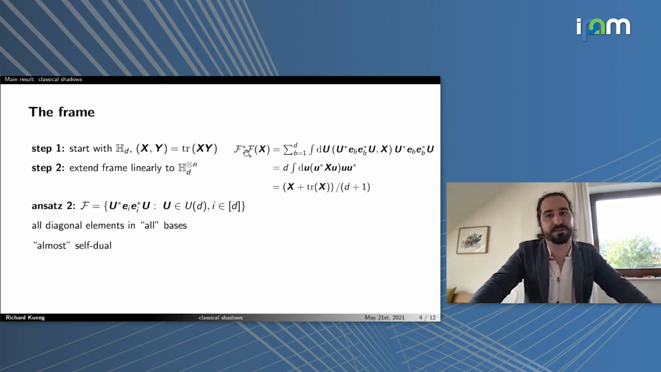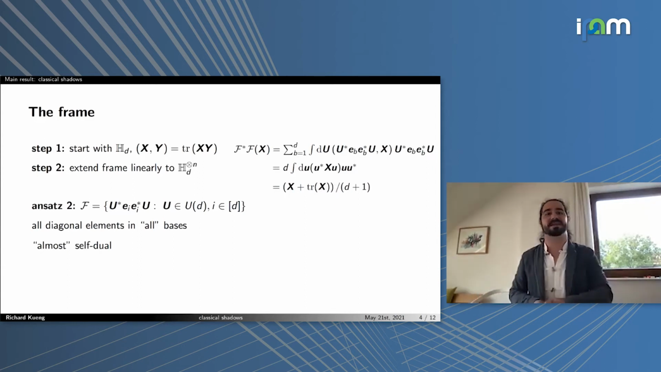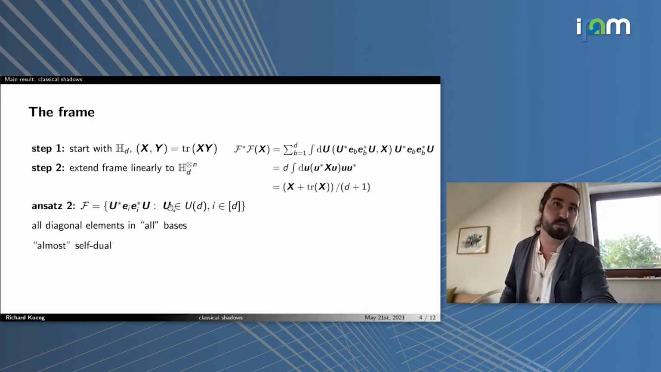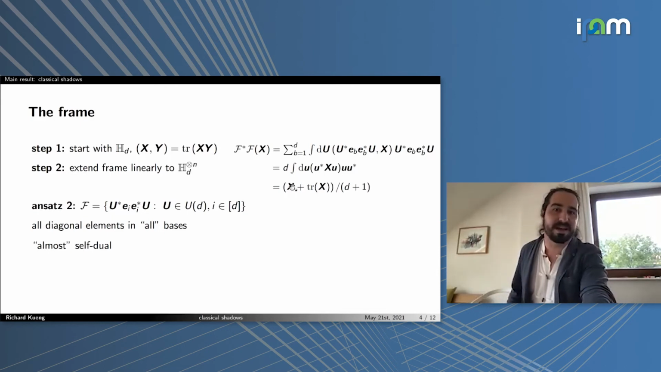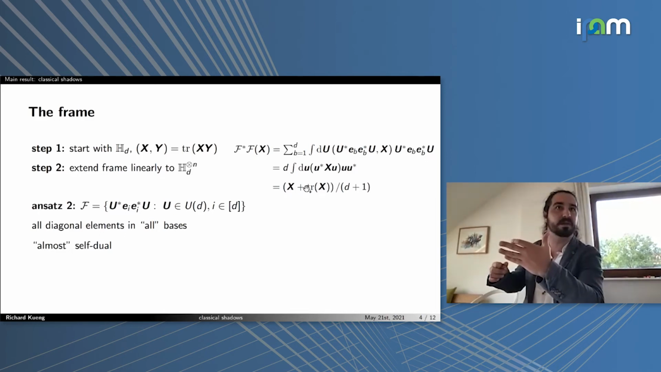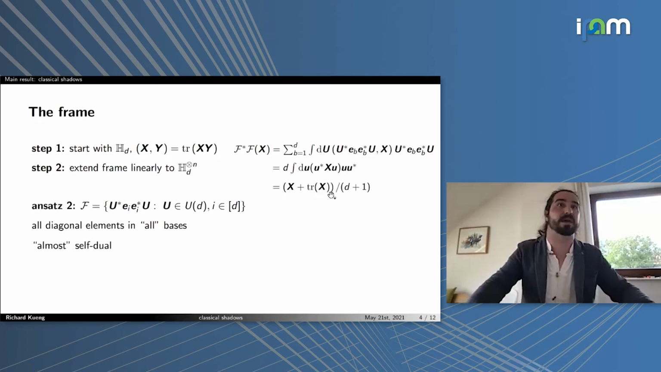If you apply the frame and go back into the space, then you can do a sequence of simple computations where you at some point use the fact that you have to integrate over all unitary basis rotations to get something. I made a typo here, it should be an identity matrix, that tells you that this frame is as self-dual as it can be, in the sense that it reproduces the original matrix up to a scaling coefficient, but it overpronounces the identity matrix. So there's one direction where it's not isotropic, but it's easy to correct that.